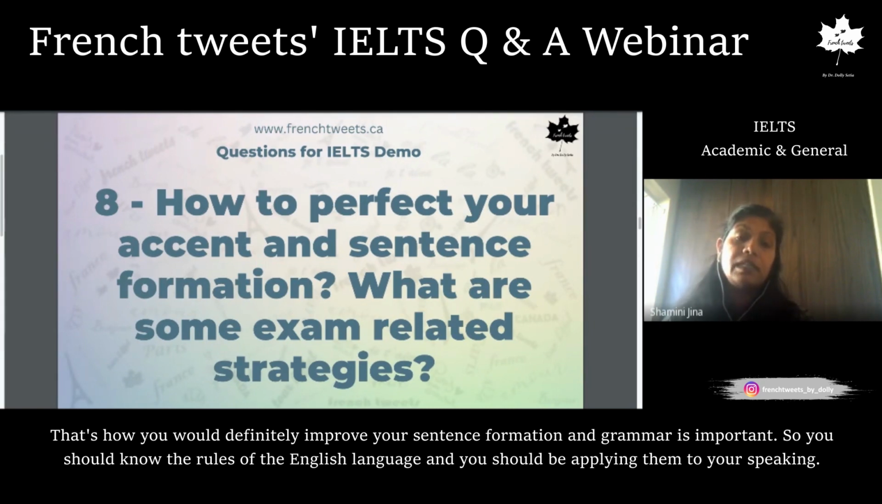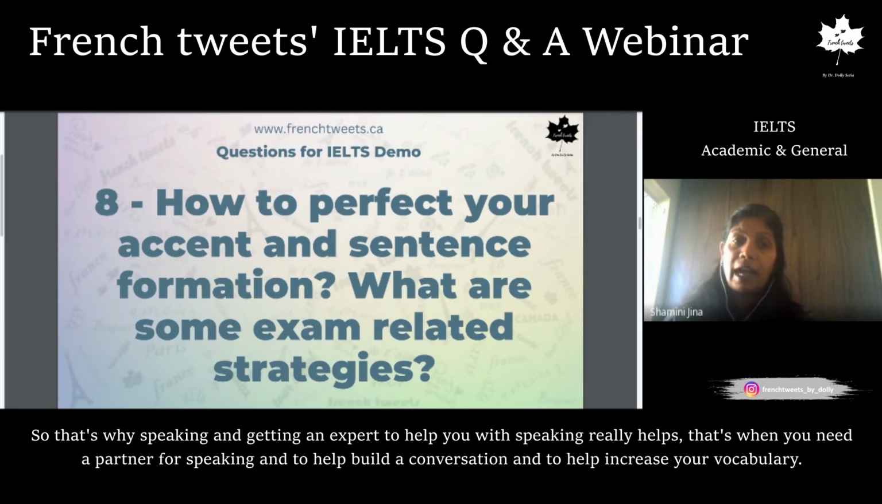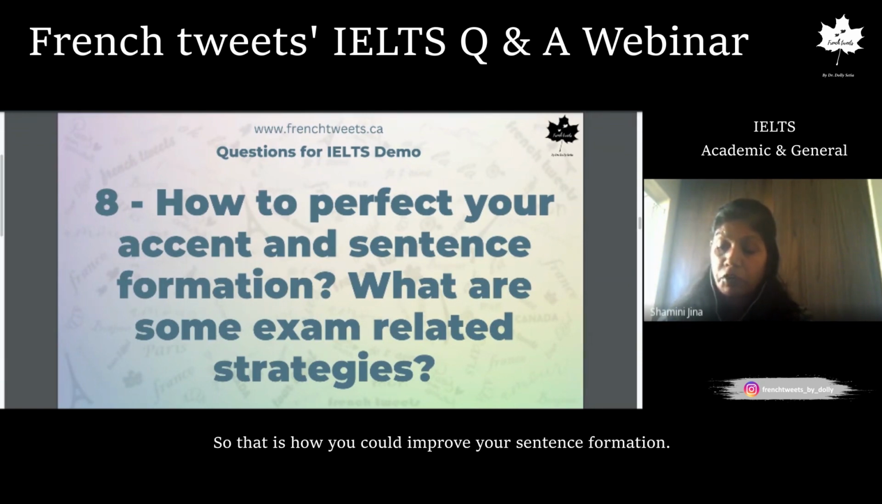And grammar is important, so you should know the rules of the English language and you should be applying them to your speaking. So that's why speaking and getting an expert to help you with speaking really helps. That's why you need a partner for speaking and to help build that conversation and to help increase your vocabulary. So that is how you could improve your sentence formation.